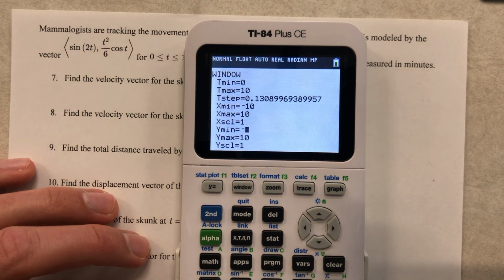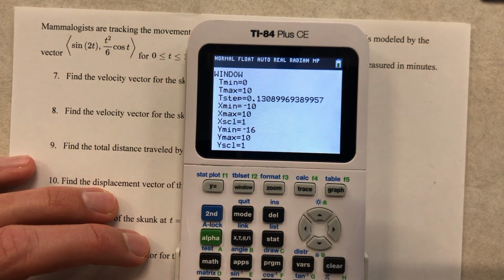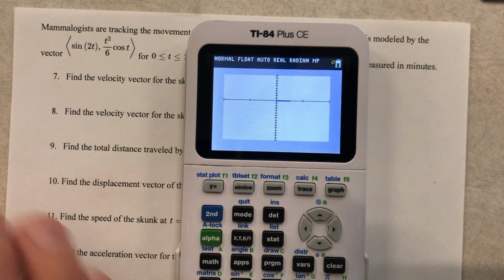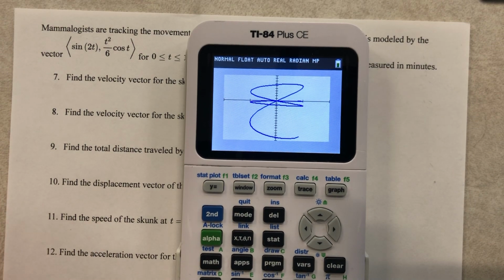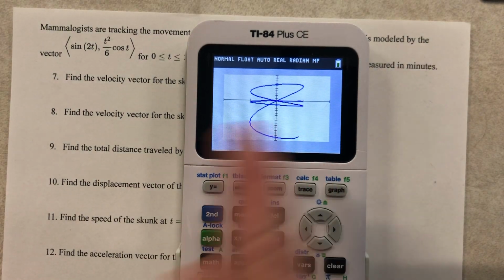You don't have to do what I'm doing. I just want a better visual for it. I'm going to make this negative 2 to 2. I think it'll be better to see. There goes my skunk running around, kind of pacing back and forth frantically. He runs off and curves around.